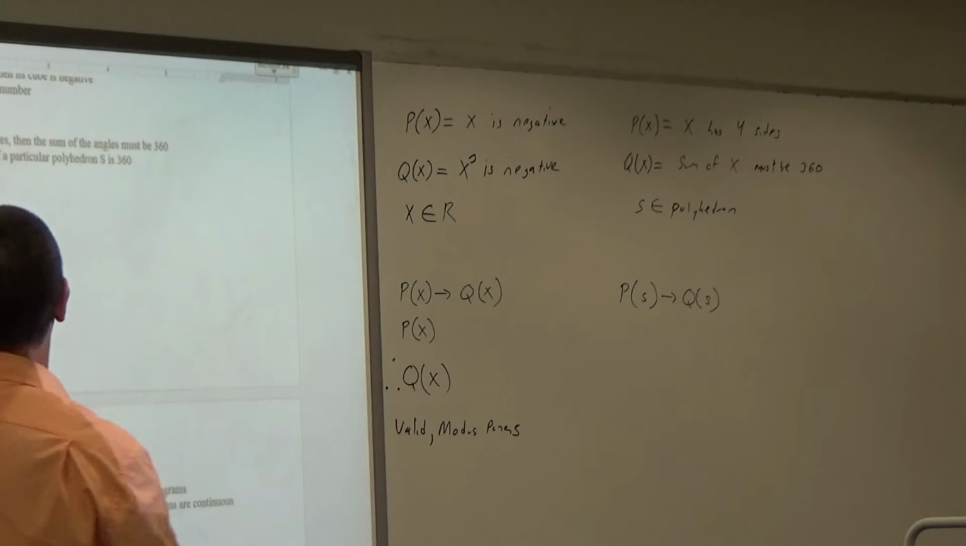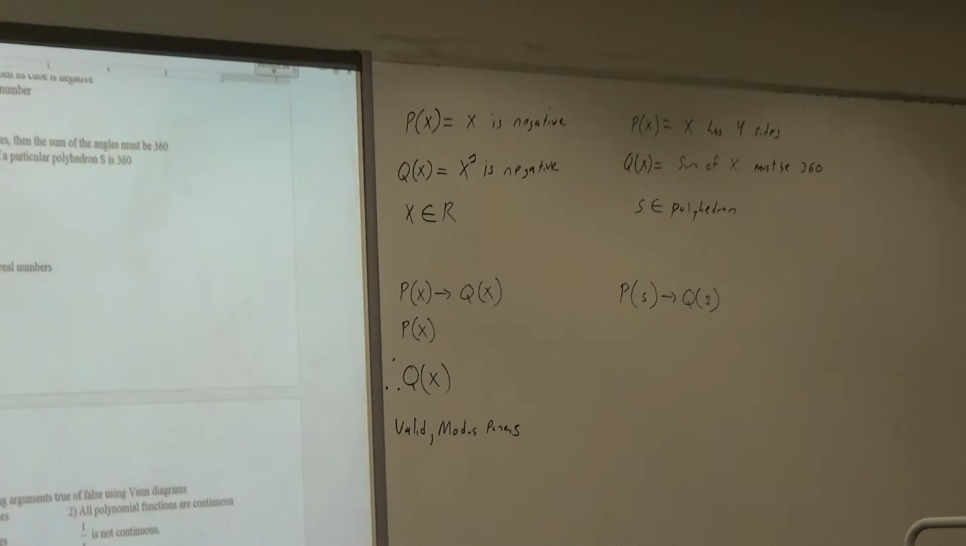Because now we're starting to talk about that particular polyhedron. Okay? And we're plugging that back into the predicate. So once we have our definitions, we just substitute them into the predicate. The sum of the angles of the particular polyhedron S is 360. Okay? So what would the next line of this be?